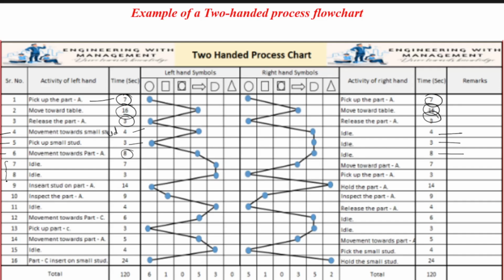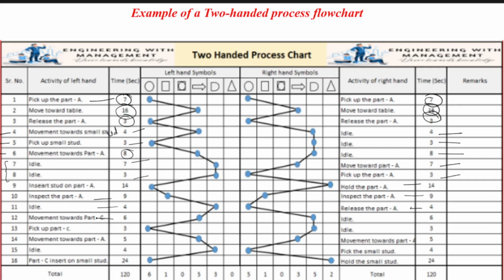Now, in the next part, the right hand is idle for 7 and 3 seconds, where the left hand, sorry, right hand is doing the activity, move towards the part A and pick up the part A. Now, in the next, it is an activity done by both the hands. Insert stud on part A, 14 seconds. Hold the part A. Then inspect the part A, 9 seconds. Then left hand remains idle and release the part A for 4 seconds.